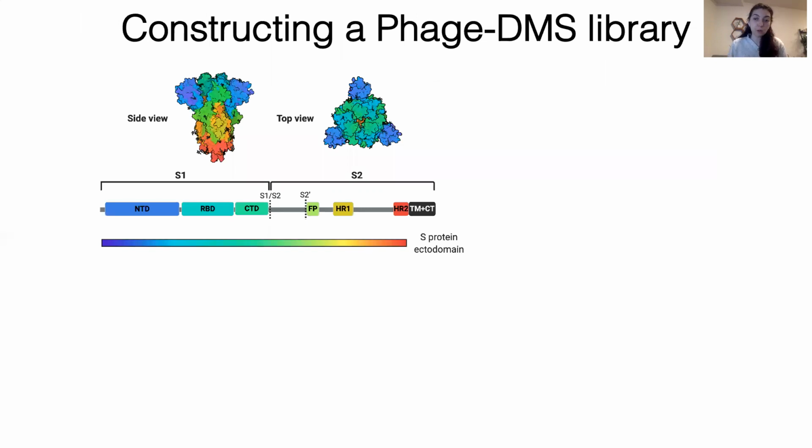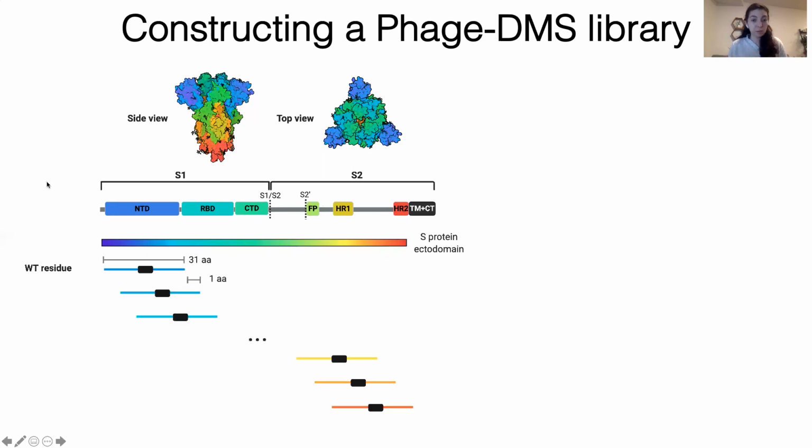And now I'm going to walk you through how we design and construct a Phage-DMS library. I'm just going to use the spike protein as an example here, but we've previously made libraries with HIV envelope as well. You could use whatever antigen of interest you have here. I'm showing first the structure of the spike protein, which is colored by the different domains. We designed our library against just the ectodomain of the spike protein because we're interested in only the parts that are visible to an antibody.